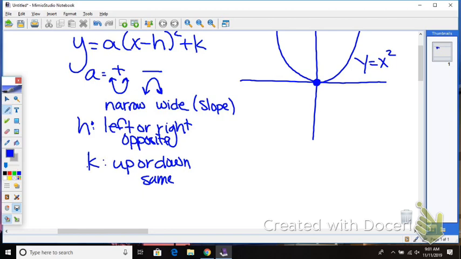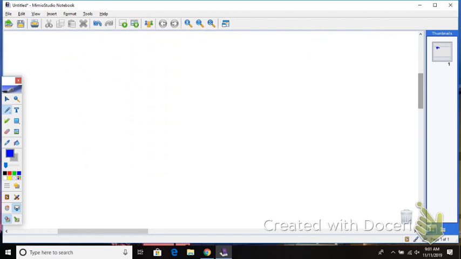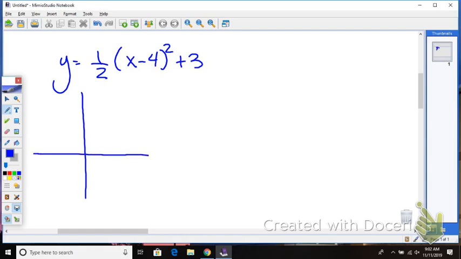So let's do two examples, and I'm going to let you guys go on your assignment. That's a worksheet today, so yay. If I have something like this, y equals 1/2 (x minus 4) squared plus 3, I'm going to start by drawing my original graph. So here's y equals x squared, and I'll draw the other graph in red.